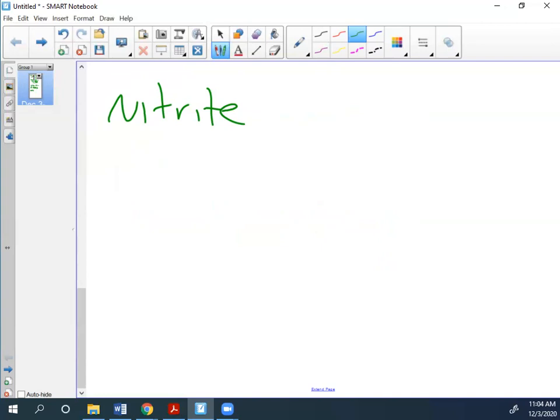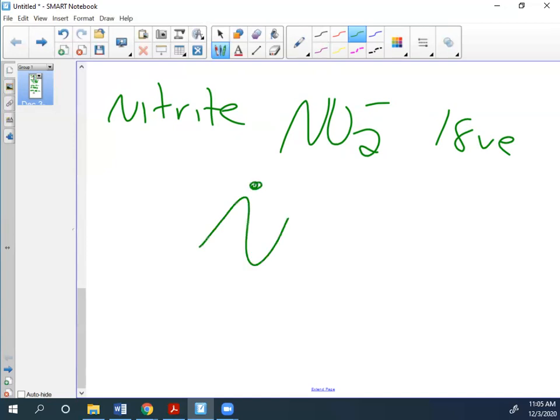Nitrite. The formula is NO2 minus, not NO3. NO3 is nitrate. How many valence electrons? 18, you're correct. Because remember, the negative charge means you add an electron. So we have 18. Central atom is nitrogen, and that's 5.